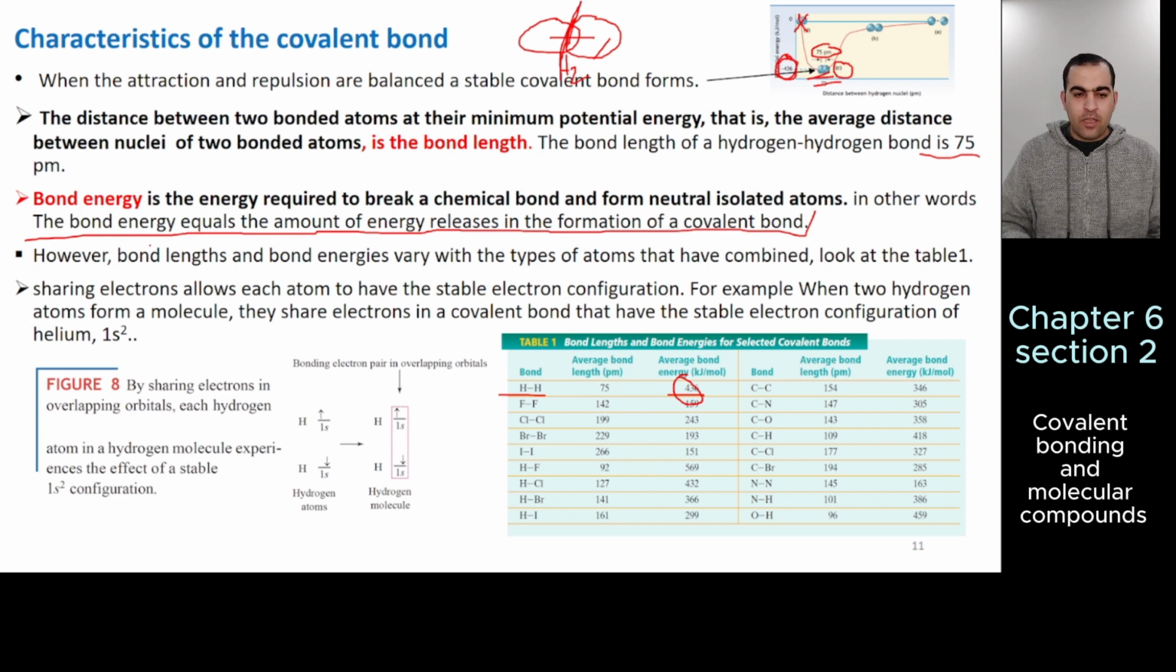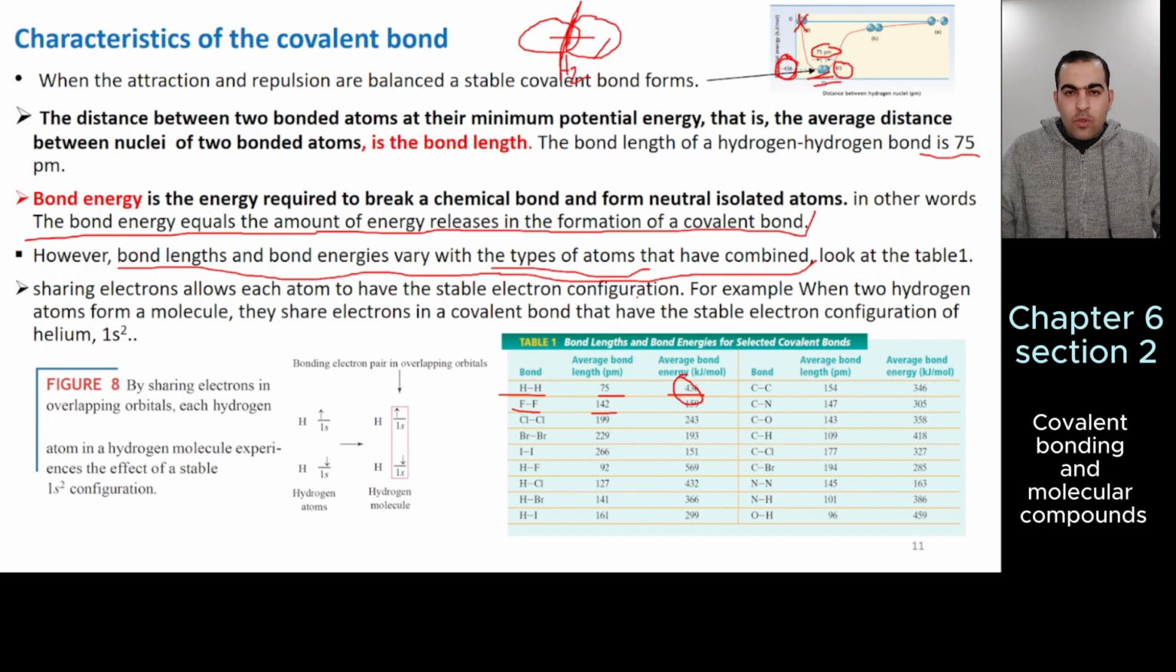But bond length and bond energy vary with the types of atoms that have combined. Look at table 1. For example, the bond length of hydrogen is 75, but for a fluorine molecule, between two fluorine atoms, it is 142 picometers, the distance between two bonded atoms. Also bond energy, the energy you need to break the hydrogen bond, is 436. For fluorine it is 159, which means bond energy and bond length vary with the types of atoms that have combined. Okay?